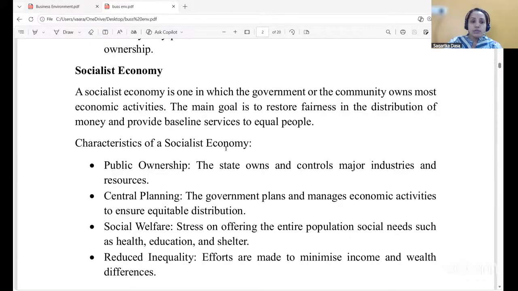Characteristics of a socialist economy: public ownership, because the government interference is there. So public ownership, the state owns and controls major industries and resources. Central planning, the government plans and manages economic activities to ensure equitable distribution. Social welfare, stress on offering the entire population social needs such as health, education, and shelter. Reduced inequality. Efforts are made to minimize income and wealth differences.